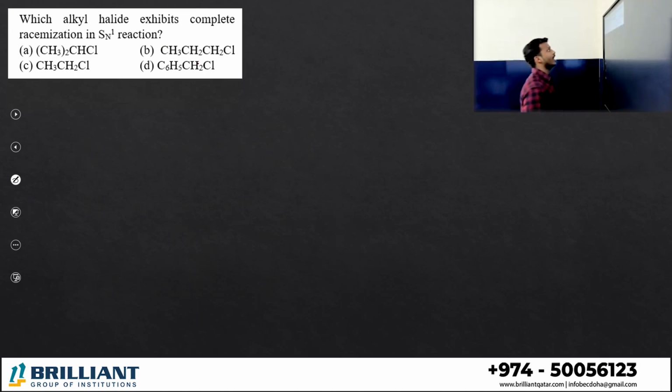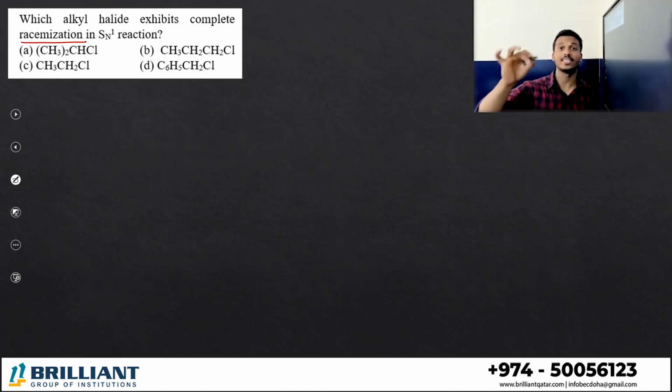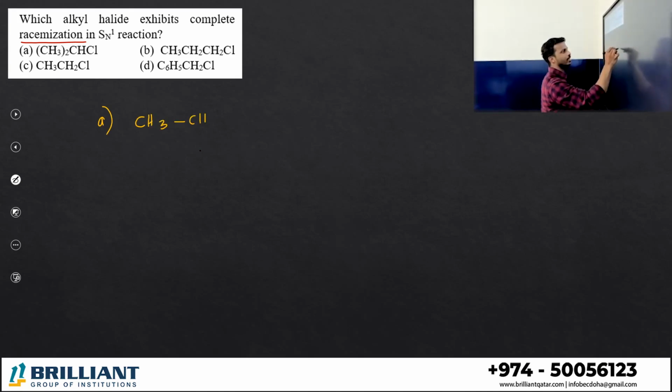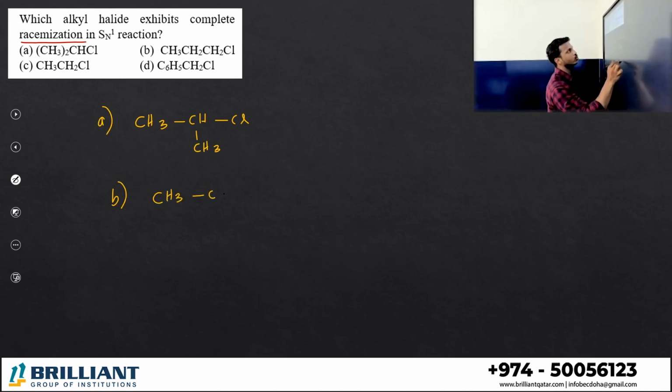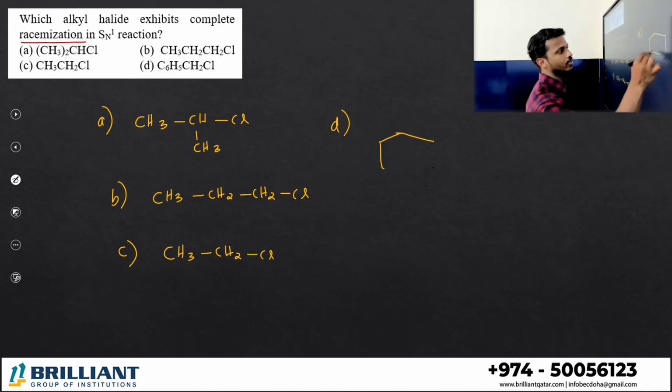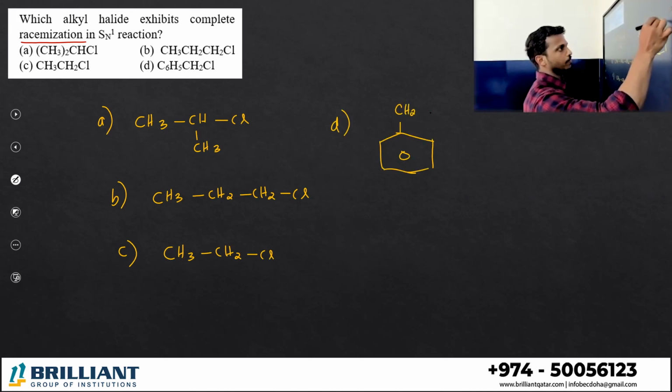Next one. Which alkyl halide exhibits complete racemization? Racemization or a racemic mixture you are getting only in the SN1 mechanism. Again the question, which will undergo SN1 reaction faster? Option A, let me rewrite, CH3, CH, CH3, Cl. Option B, CH3, CH2, CH2, Cl. Option C, CH3, CH2, Cl. And option D, C6H5, CH2, Cl.